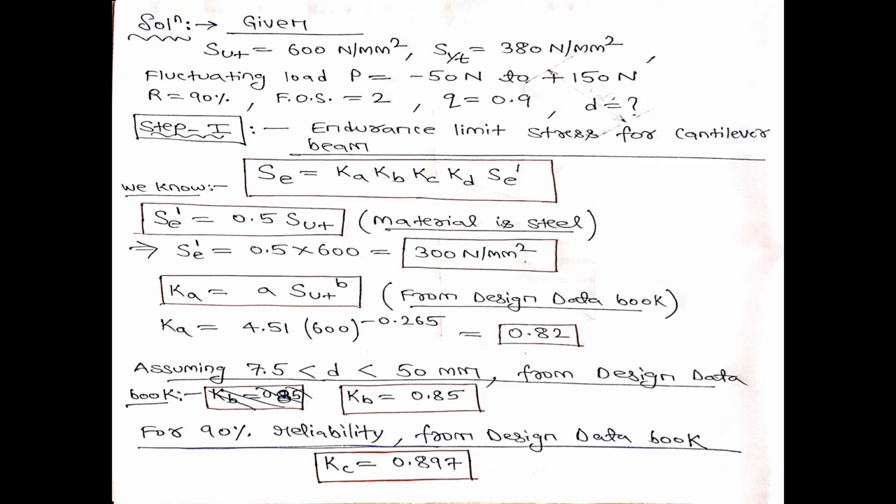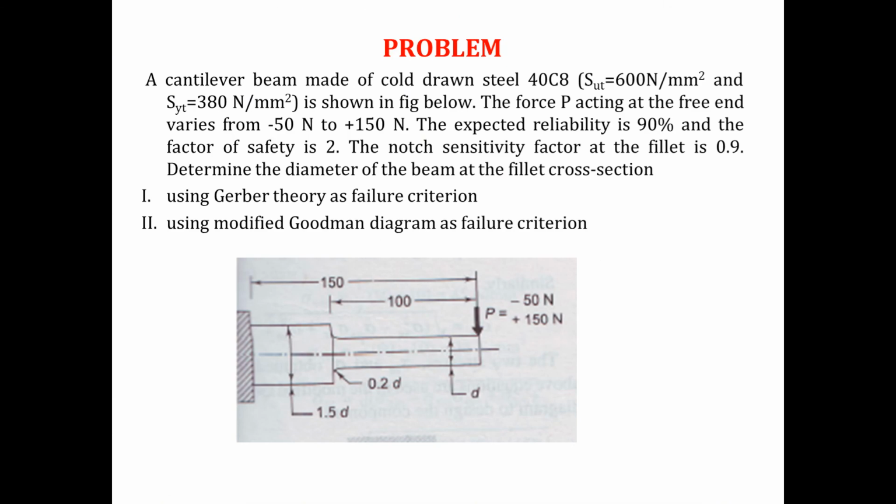Okay, fine. So let us solve the problem. First of all, what is given to us? SUT value is given, that is 600 Newton per millimeter square. SYT is 380 Newton per millimeter square. Fluctuating load value is minus 50 Newton to plus 150 Newton. Reliability given is 90%. Factor of safety given is 2. And notch sensitivity factor, that is small q, is given as 0.9. What I need to find out is the diameter of the beam at the fillet cross section.